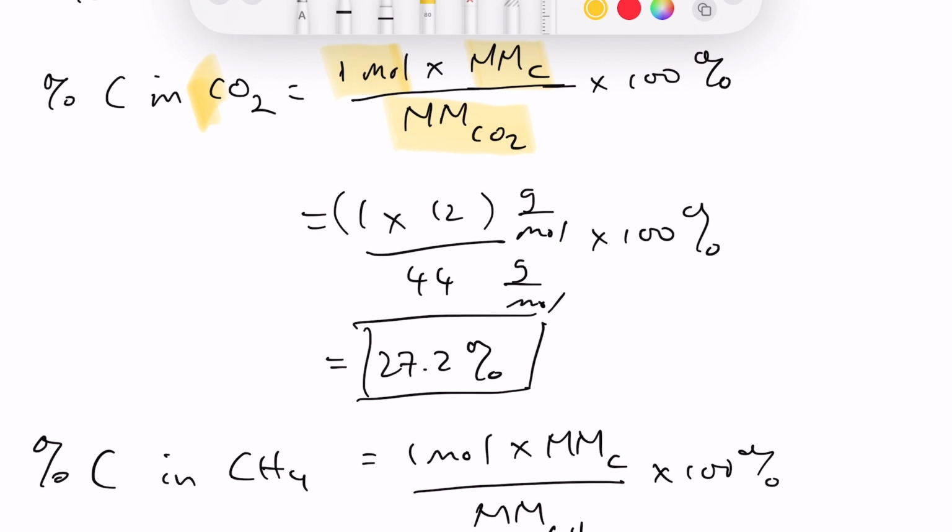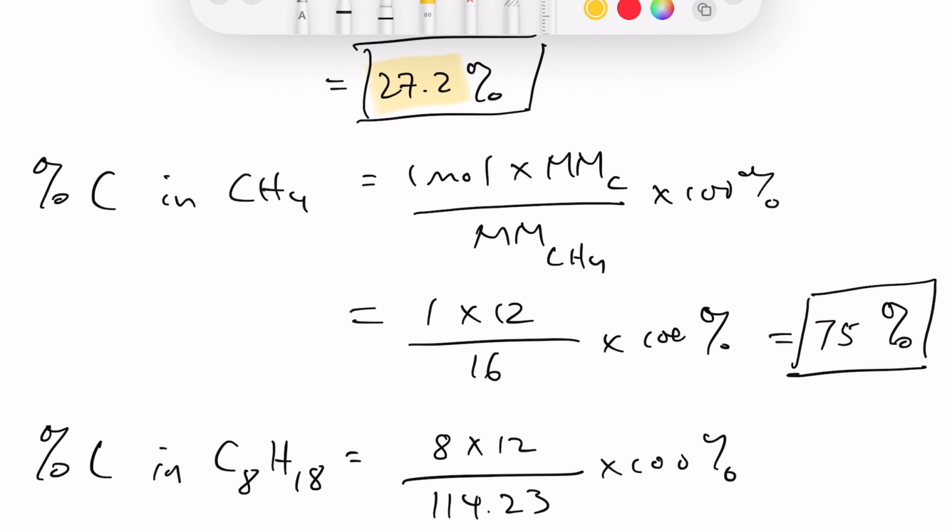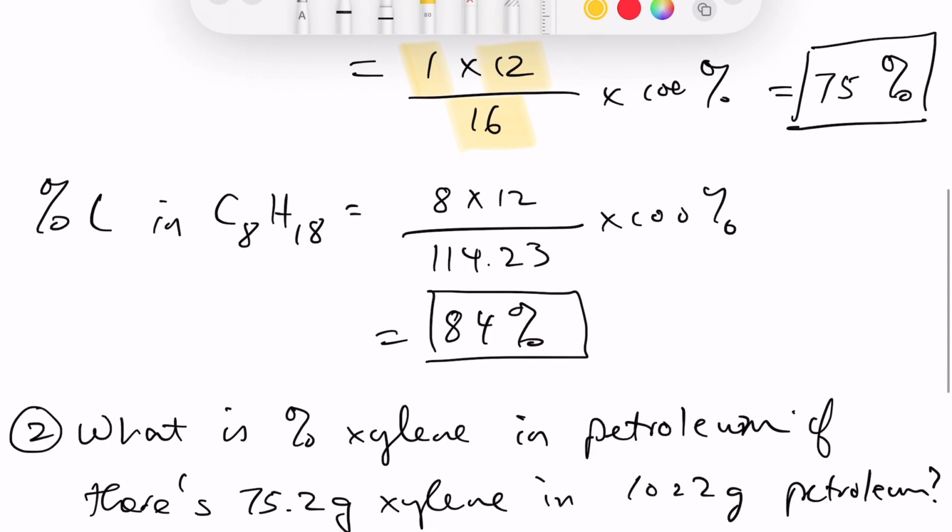So if I plug in the numbers, I have 1 times 12. 12 is about the molar mass of carbon, then 44 is the molar mass of carbon dioxide, so multiply that by 100%, you get 27.3%. For methane, you're going to do 1 mole again times carbon divided by methane in this case. So that would be 1 times 12 over 16. So you get 75% carbon for methane. And then lastly, for octane, now you have 8 carbons, so 8 times 12, divided by the molar mass of octane, which is 114.23, times 100%, giving you 84%.